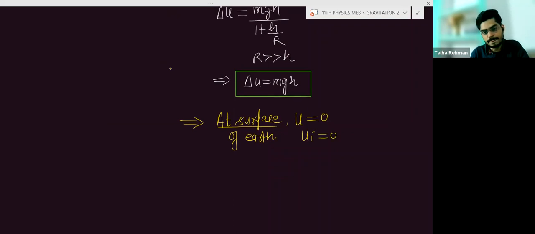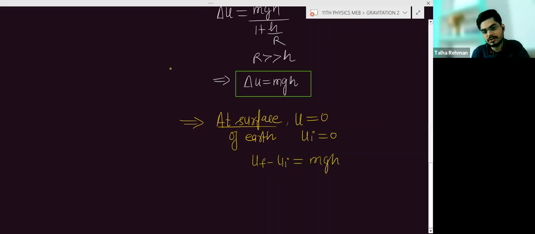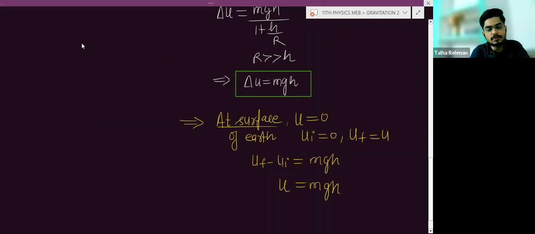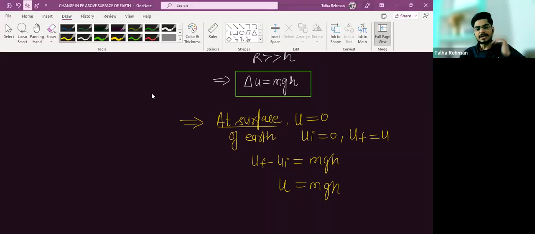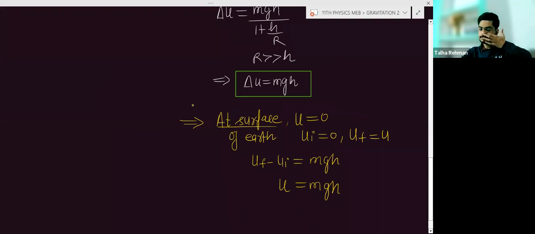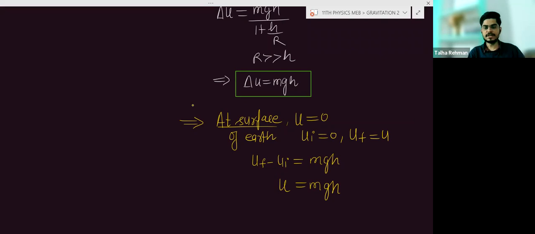So delta u means final potential energy minus initial potential energy is equal to mgh. So initial potential energy becomes zero and final potential energy you can say is u. So basically, if a body is taken to a height of h, we say the potential energy of the body is mgh. So basically, in that case, we assume that at the surface the potential energy is zero. So this is basically the assumption.